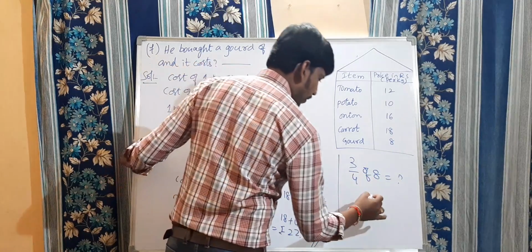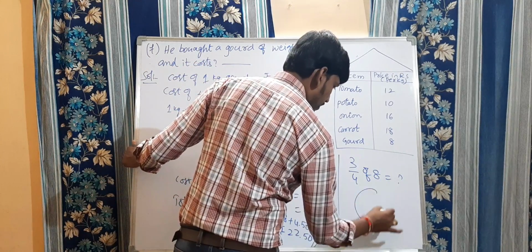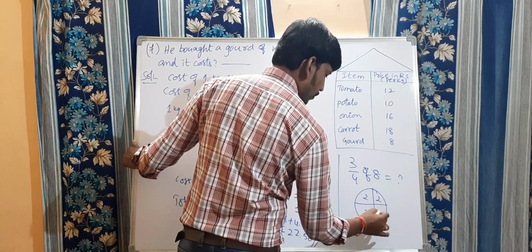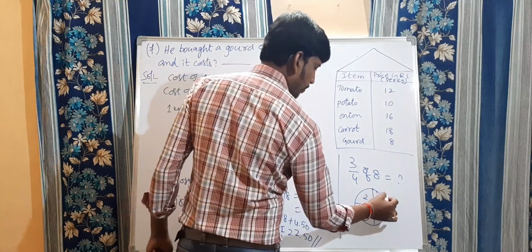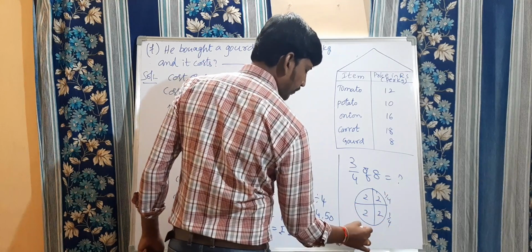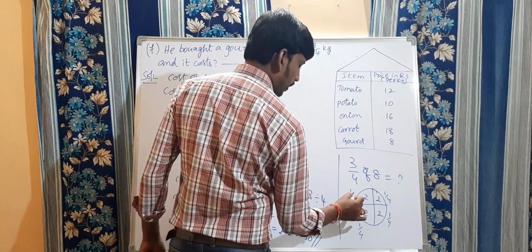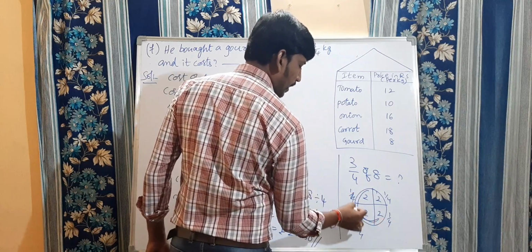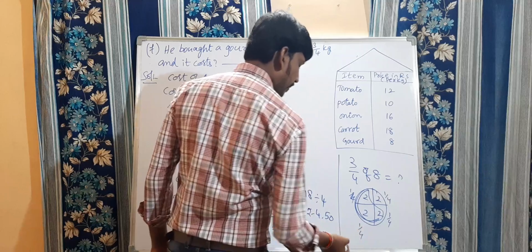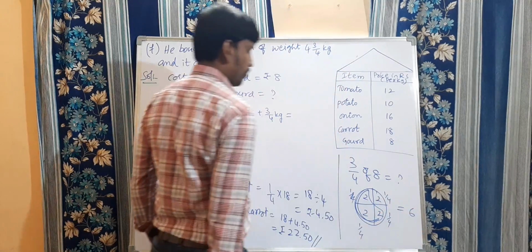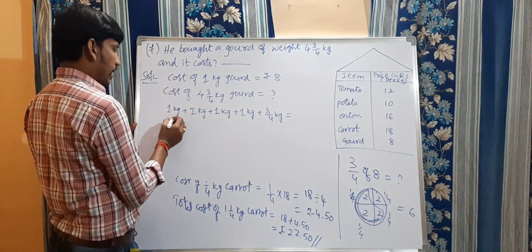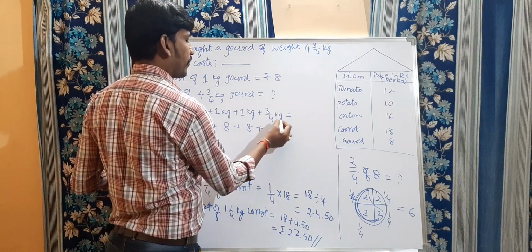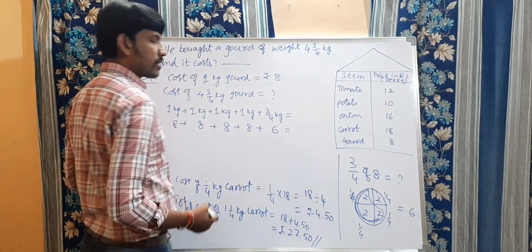Now see this, 8 I am going to separate into 4 parts. Think that this total is 8. This is 2, this is 2, this is 2, this is 2. This is 1 by 4th part each. Clear, my dears? By adding these three, you will get 6 rupees. Now 1 kg equal to 8 plus 8 plus 8 plus 8, plus 3 by 4 of kg equal to 6. Is this clear, my dears?